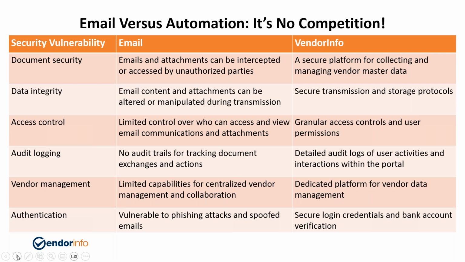All the information is securely transmitted, so we have better data integrity compared to emails. Granular access controls and user permissions ensure that only the people who should be accessing information or viewing email communications and attachments are able to do so. Detailed audit logs of user activities and interactions, and even the results of a bank account ownership verification are all logged. So there's plenty of tracking of all exchanges and all actions.